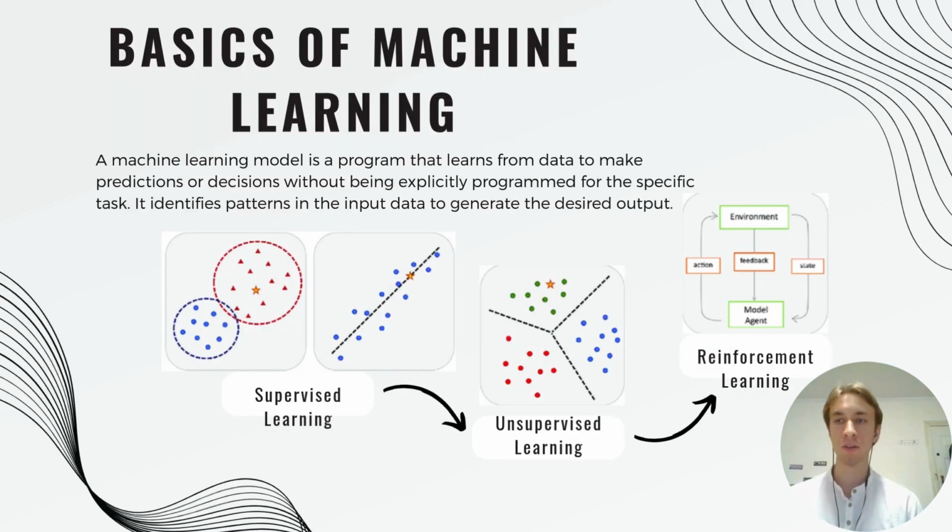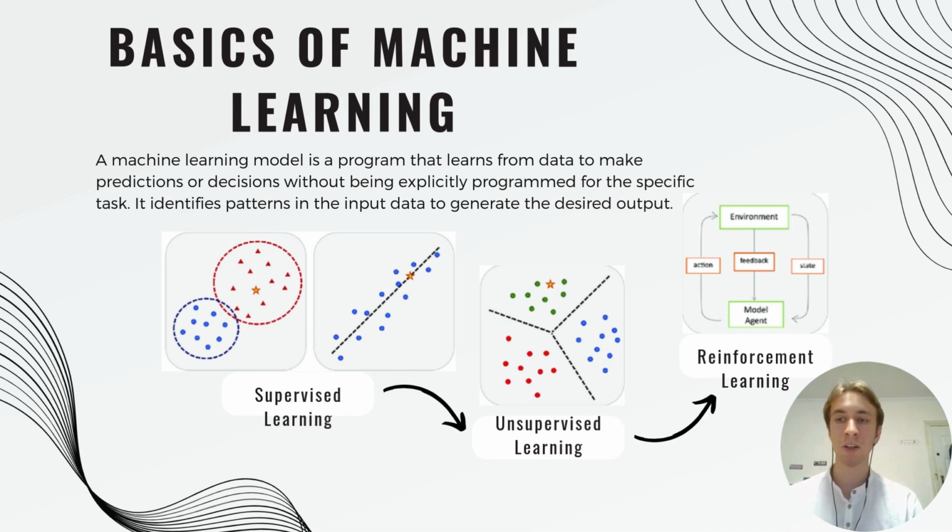As we dive into the fundamentals of machine learning, let's start by understanding what a machine learning model is. Essentially, it is a program that learns from data to make predictions or decisions, eliminating the need for explicit programming for each specific task. There are three primary types of machine learning.